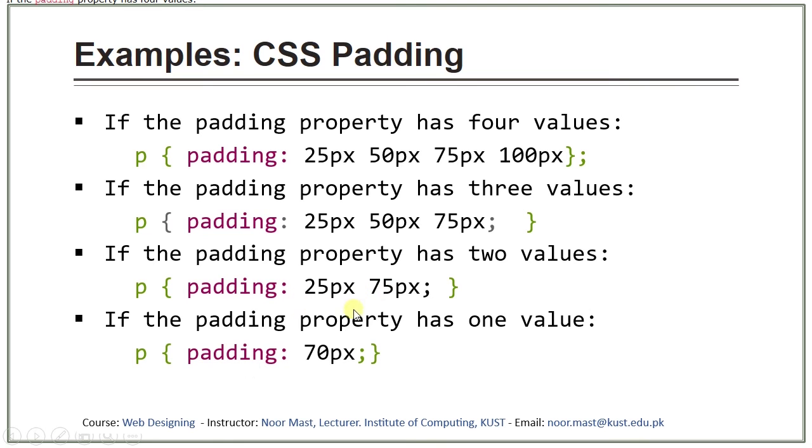If the padding property has one value, then it means apply 70 pixel padding on all sides of the element. That is, apply 70 pixel padding at the top, right, bottom and left side.